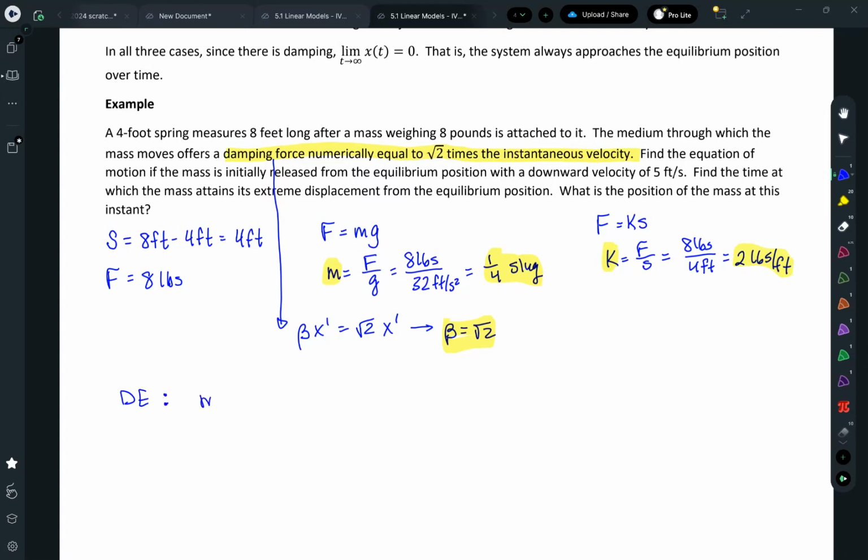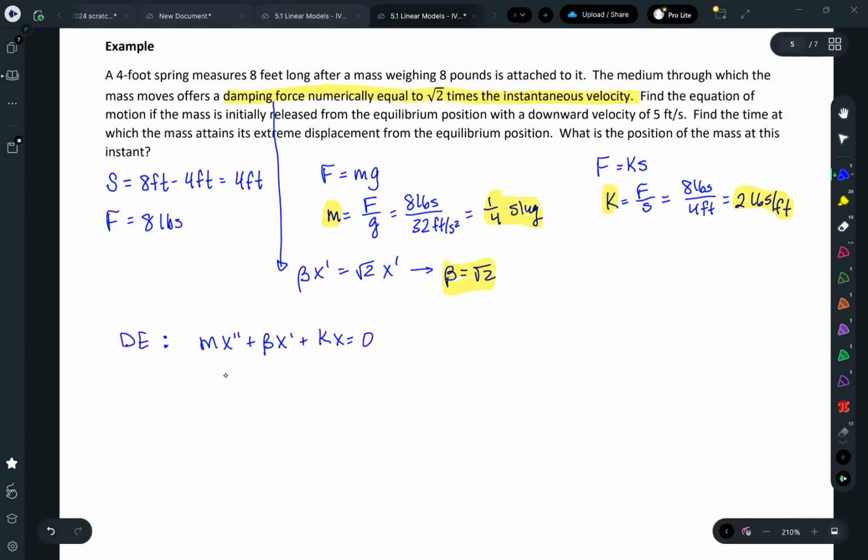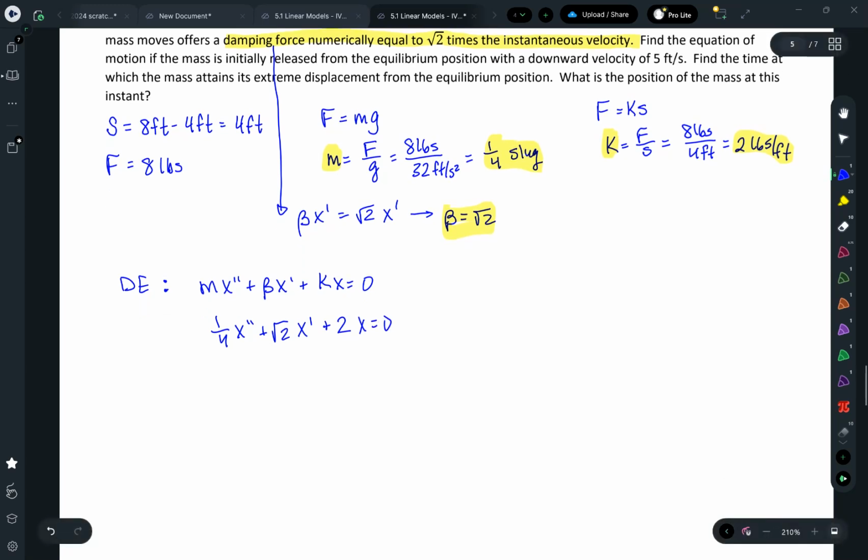It's going to be m x double prime plus beta x prime plus k x equals 0. And let's put everything in there. M was 1/4 x double prime plus beta, which is the square root of 2, x prime, plus k, which was 2, x, is equal to 0. I'll just do one last thing to simplify it, multiply everything by 4. x double prime plus 4 square root of 2 x prime plus 8x is 0.